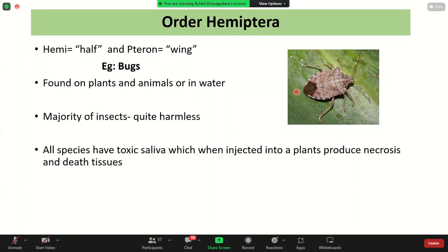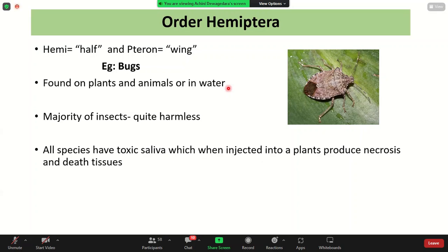So bugs are coming under the order Hemiptera. Bugs. Like we will discuss what are the examples, right? So they are found in all the environments like plants, on animals, and also on water.